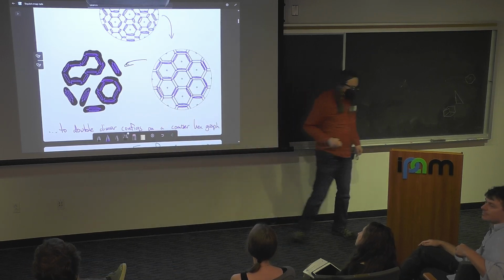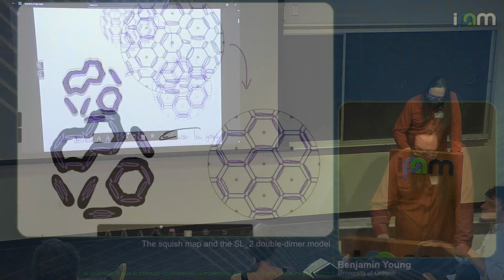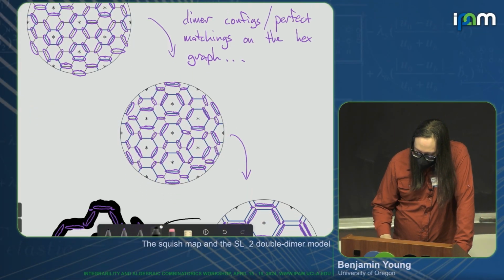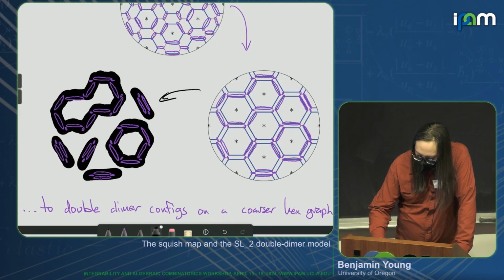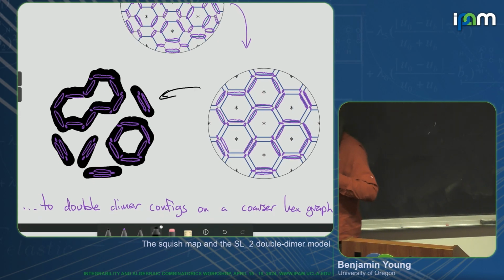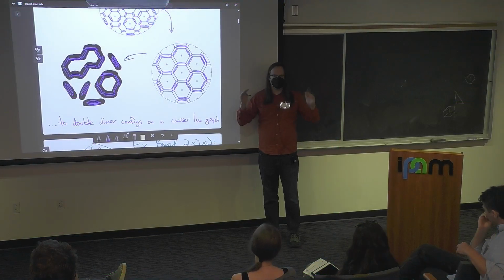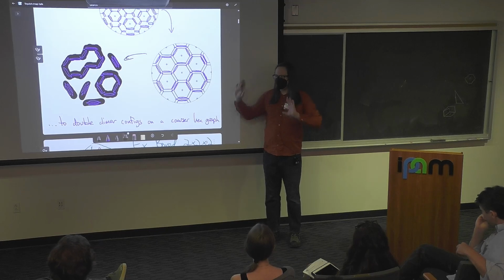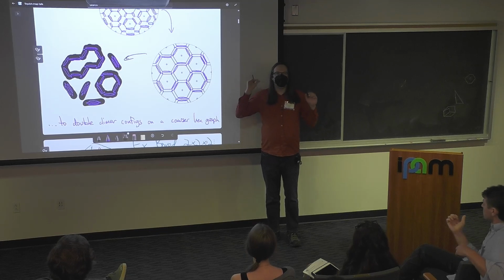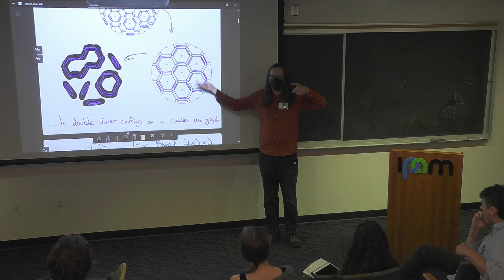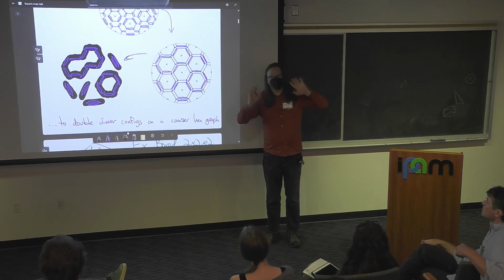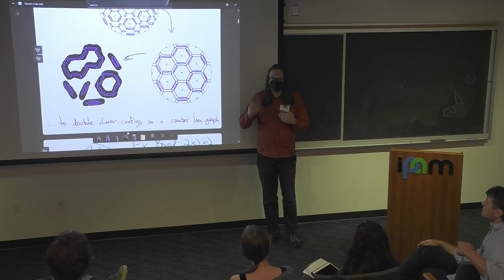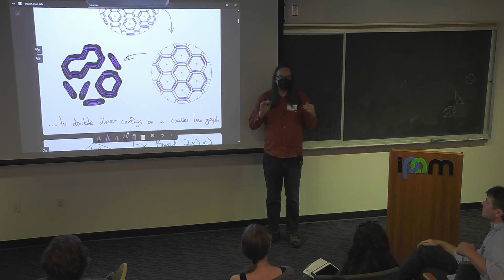So when you take one of these single dimer configurations and run it through this squishing procedure, it shows you how to get a double dimer configuration on a bigger version of the hexagon graph. The talk is an exploration of this idea. I came up with this idea, just what I've shown you so far, quite a long time ago, as a failed attempt to finish my own PhD thesis.